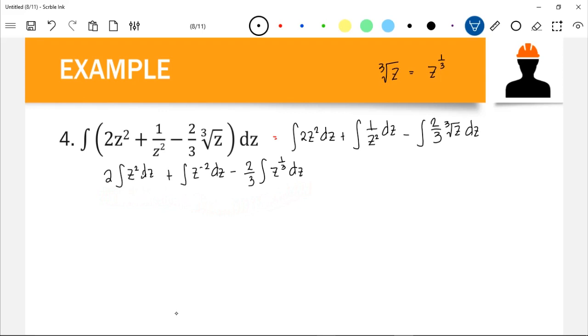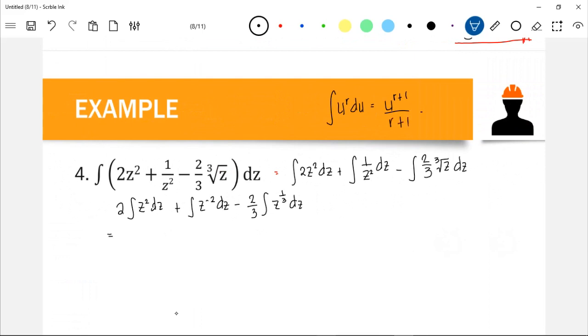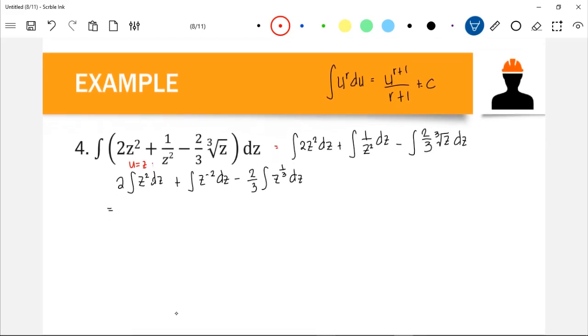So in that case, we can now apply integration to each term. What rule can we apply to this form? We have the power rule again, that is, the integration of u^r du equals u^(r+1) over r+1 plus c. Now in this case, our u is z, and our r here is 2, the exponent. Then our du here is dz. So in that case, we can use the power rule in which our u is z, keeping the constant 2.